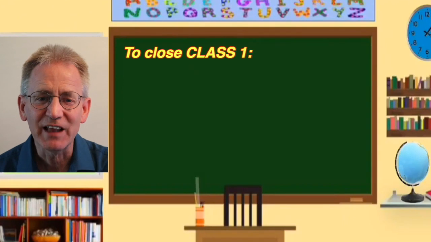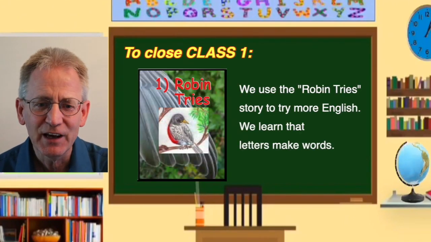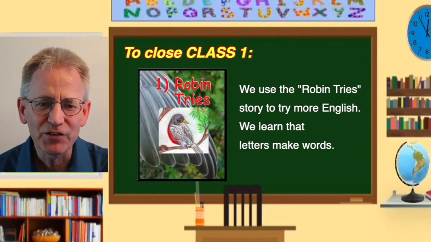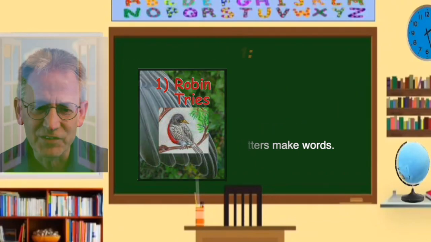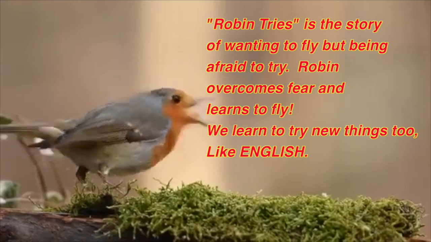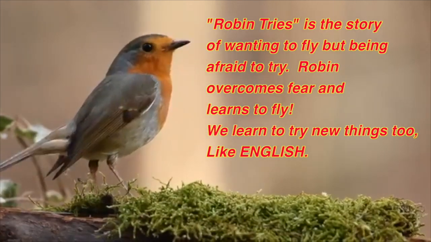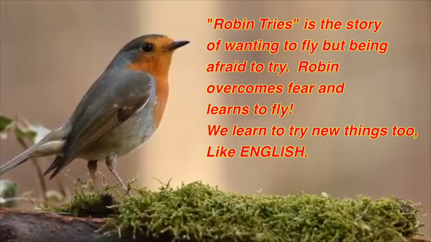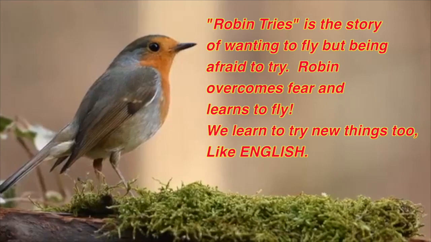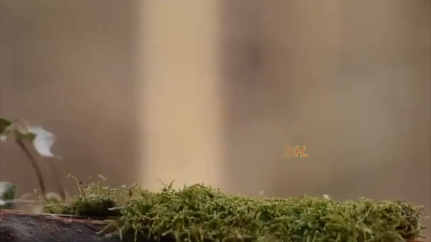To close class 1, we use the Robin Tries story to try more English. We learn that letters make words. Robin Tries is a story of wanting to fly, but being afraid to try. Robin overcomes fear and learns to fly. We learn to try new things too, like English.